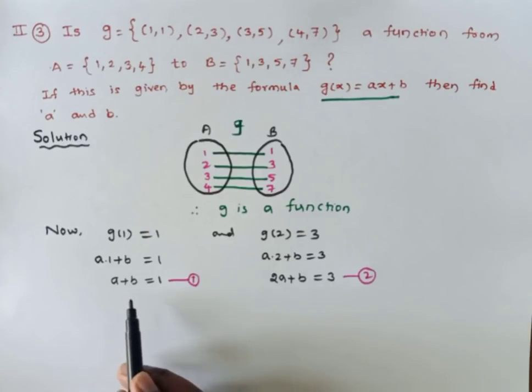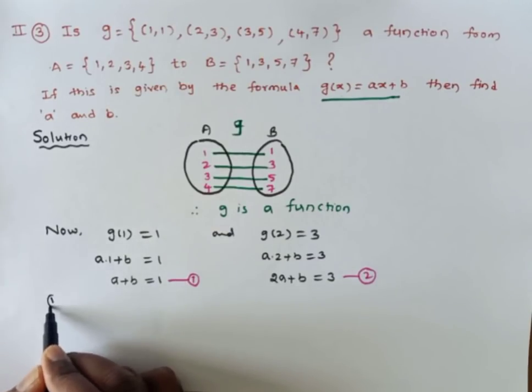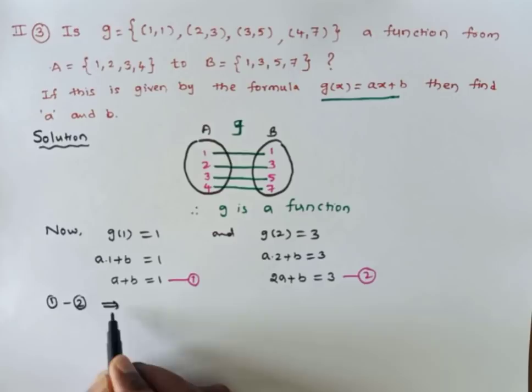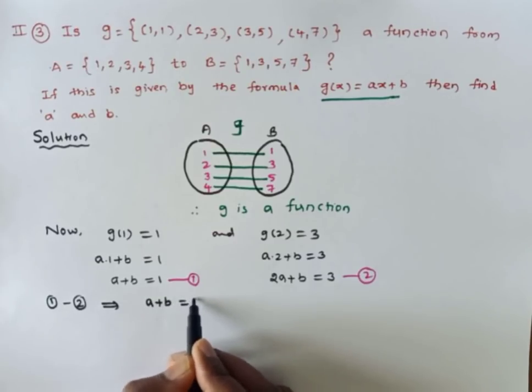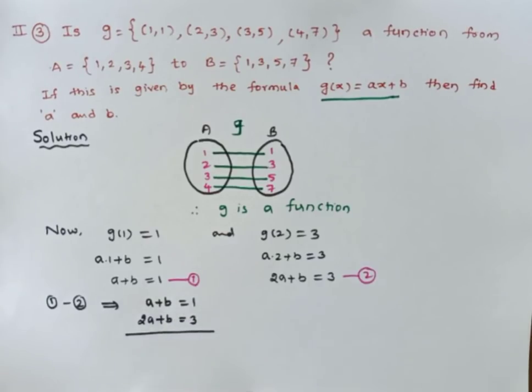By subtracting these two, a plus b is 1 and 2a plus b is 3. Simply we can write equation 1 minus equation 2. Apply subtraction for these two equations. So a plus b is 1 and 2a plus b is equal to 3. Subtract these two so that the sign will be changed. Here b and minus b get cancelled. Now a minus 2a is minus a, and 1 minus 3 is minus 2. So this implies a is equal to 2.